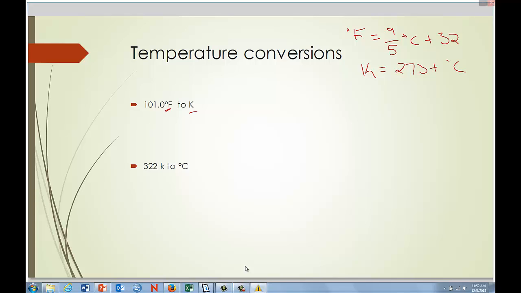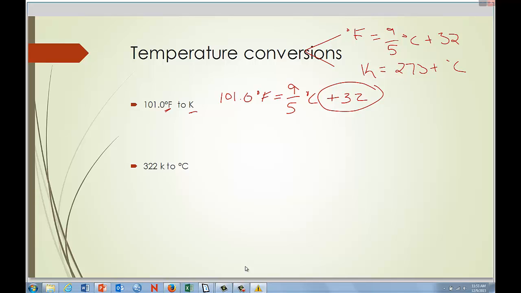So 101.0 degrees Fahrenheit is equal to 9/5 degrees Celsius plus 32. Alright, so let's figure out Celsius, and then we're going to put Celsius into the other equation. So the very first thing we want to do is get rid of this 32. This is the part that people usually get confused with. So I'm going to do 101.0 minus 32.